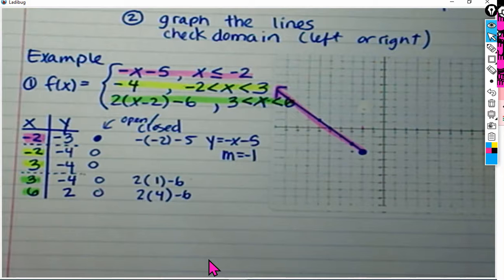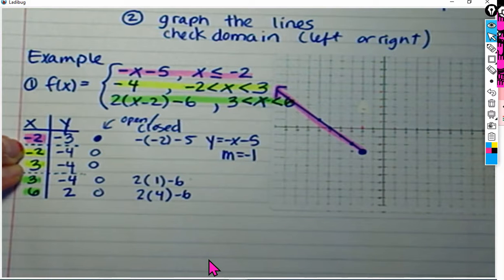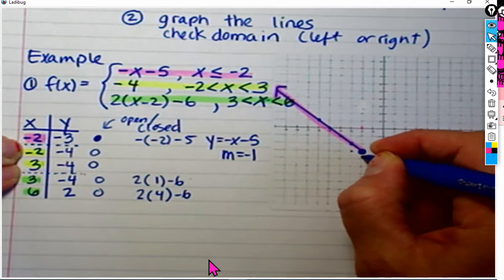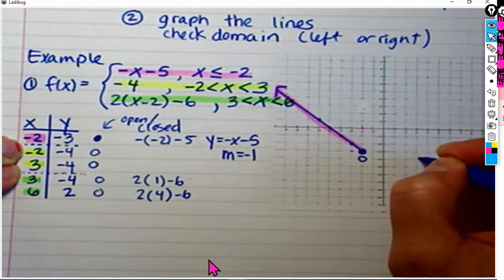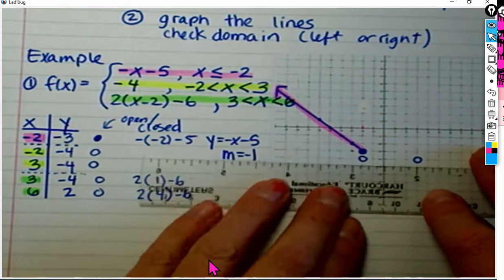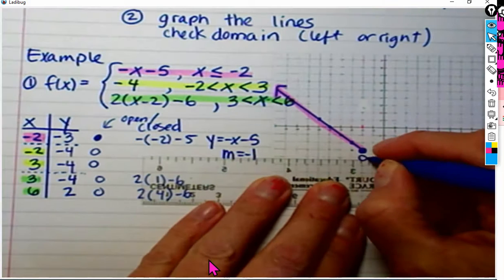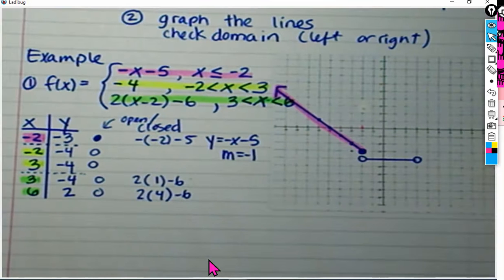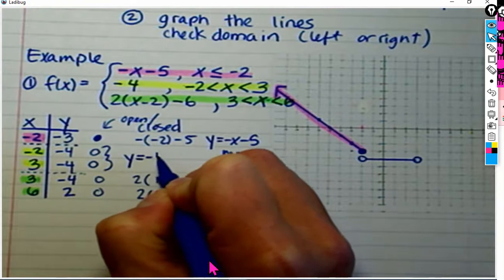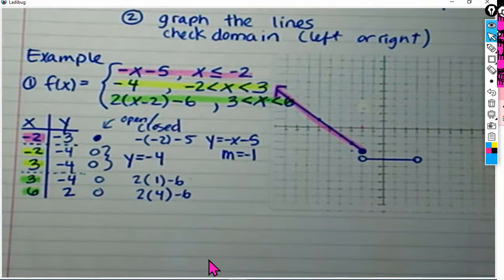Okay, now we're going to do yellow. Notice that you have 2 points just because of how yellow was defined. 2 points makes a line. Plot them, connect them. Okay, so -2, so this is open. 3, open. It's linear. Oh, that's a horizontal line. These 2 pieces is just y equals -4. That's a horizontal line.